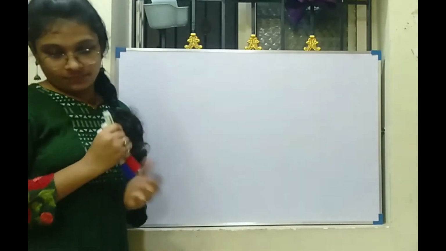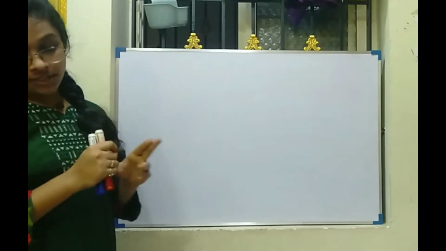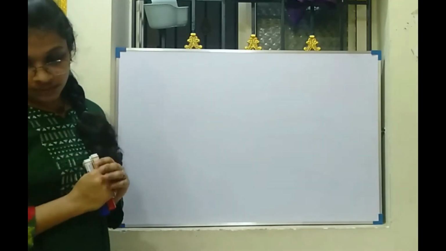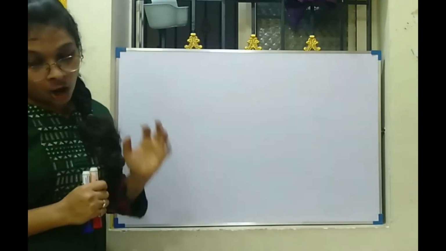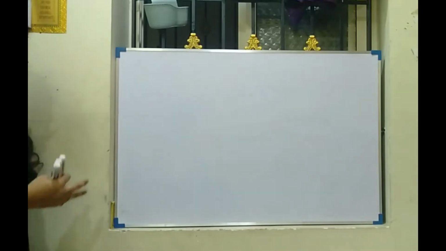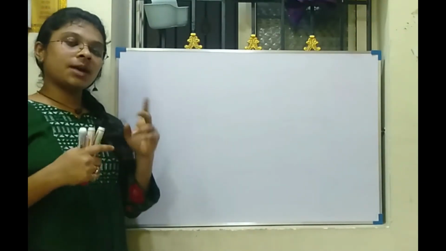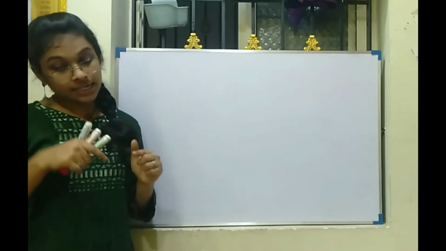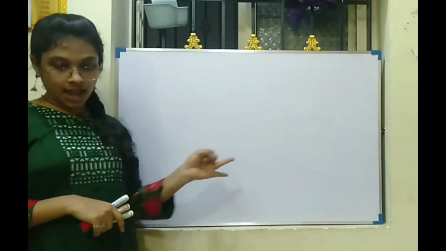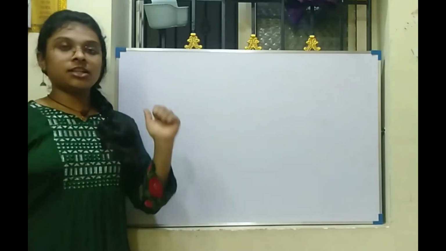Question number 6. The first and the last term of an AP are 17 and 350 respectively. If the common difference is 9, how many terms are there and what is their sum? In the last question they gave the first and last term and the sum, and we needed to find the number of terms and common difference. But in this one they have given the first and last term and the common difference. We need to find the number of terms and sum.